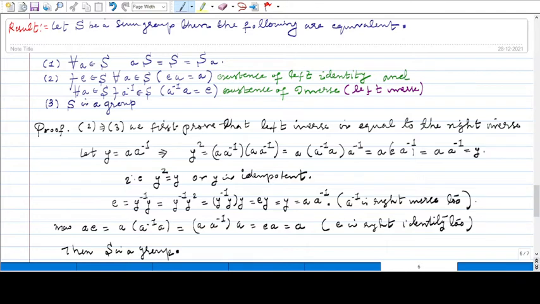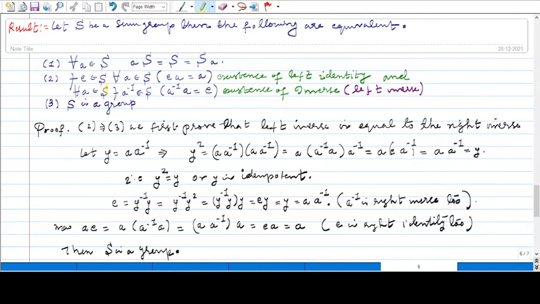Then the third is very important. In a semigroup, if you have a left identity and a left inverse, then that left identity and left inverse are actually the same as the right identity and the right inverse. That is, S is a group. A very beautiful theorem. We might not have studied it in our group theory classes.